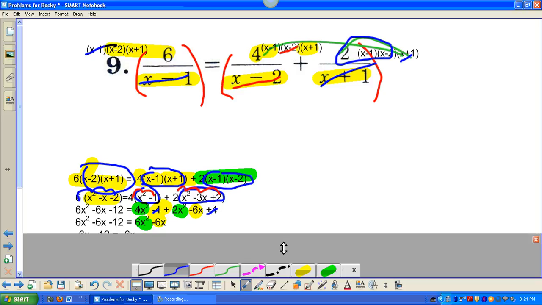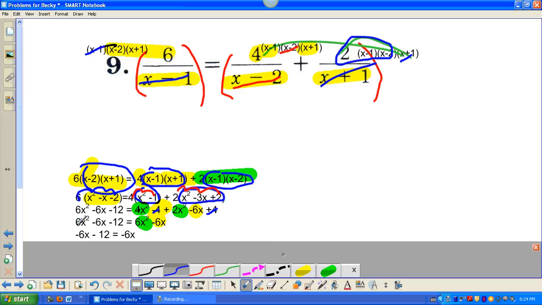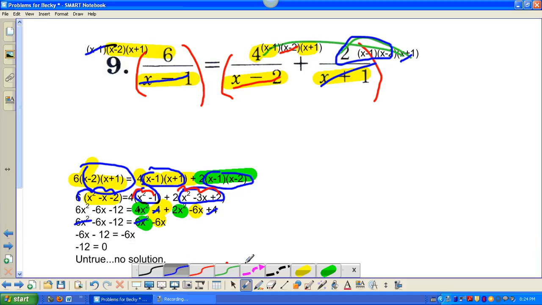Next step, I noticed that 6x squared and 6x squared are the same on both sides. In the next step, I realized that there's a negative 6x and a negative 6x on both sides. So what you're left with is negative 12 equals 0, and that's false. Therefore, there are not any x values that are going to satisfy this equation, and that's why it's no solution.